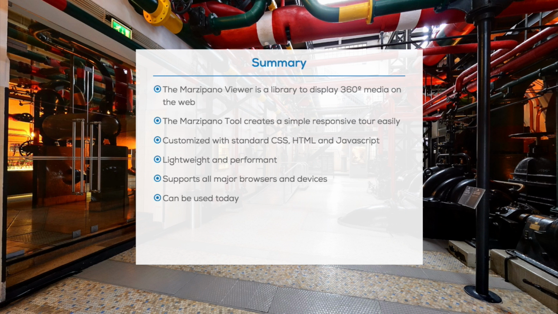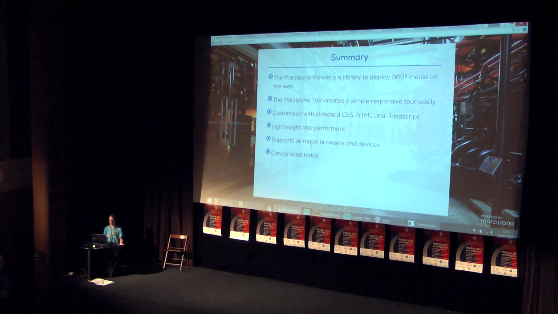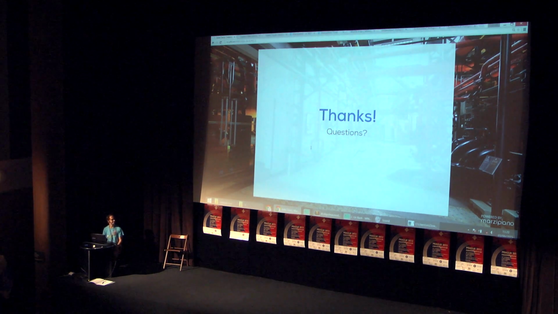So we have the Marzipano viewer, which is just a library to display 360 media. And we have the Marzipano tool, which is something to get started using the Marzipano viewer easily. The tour that you get, you can customize just using standard web development languages. And the viewer is lightweight and performant, and it supports all major browsers and devices. So you can use it today. We're starting to use it on our projects, which is really cool, because then we improve the viewer as we develop it. So, thanks.